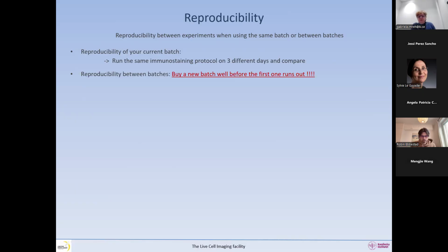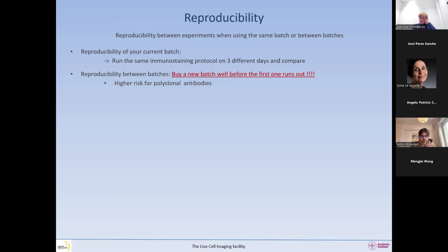But how about reproducibility between the batches? Because sooner or later you will run out of the batch of the antibody that you work with. So first of all, you have to think ahead and order a new batch well before the first runs out, so you can compare. Do I get the same results with my new batch of antibody?